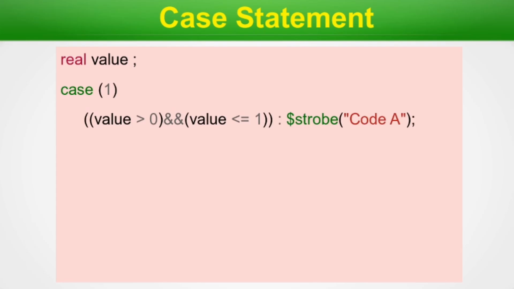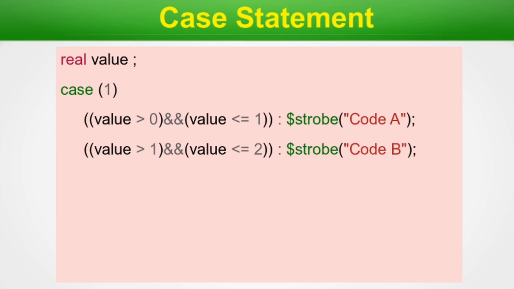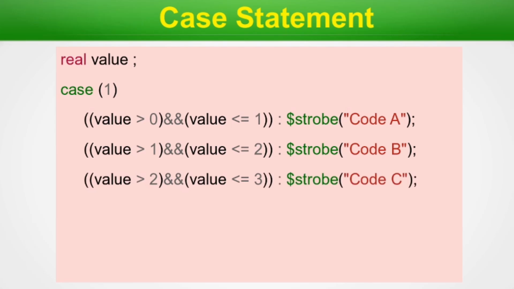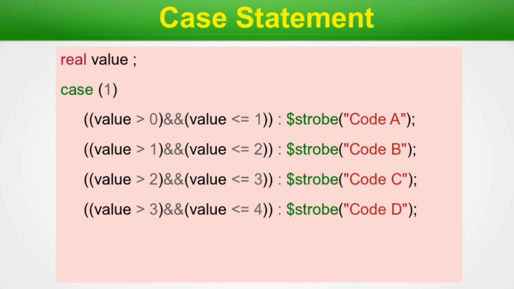Case statement. So we know the case, and let's look at how the case syntax has to be written in Verilog-A code. We are again going to take a similar example to the one we did for if. Here we define the real type variable value, and for case we put 1, meaning to be true. In the first condition of the case, we write value greater than 0 and value less than or equal to 1, print code A. In the second condition, value greater than 1 and value less than or equal to 2, print code B. In the third condition, value greater than 2 and value less than or equal to 3, print code C. In the fourth condition, value greater than 3 and value less than or equal to 4, print code D.